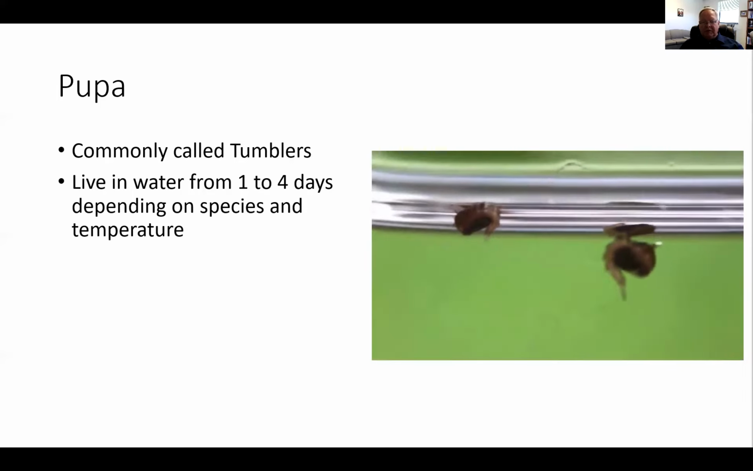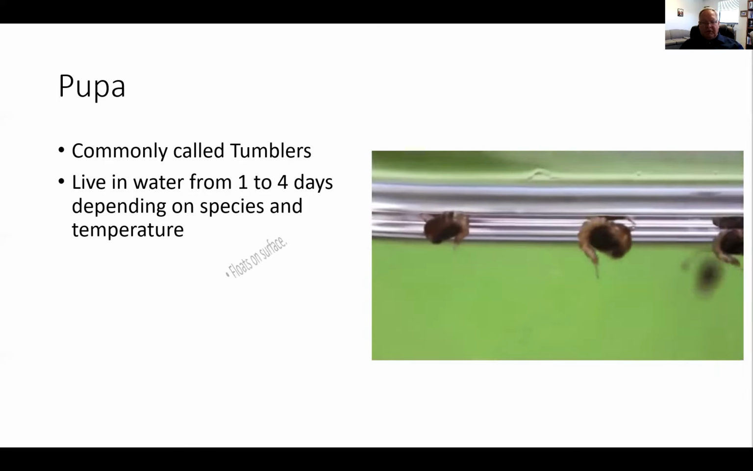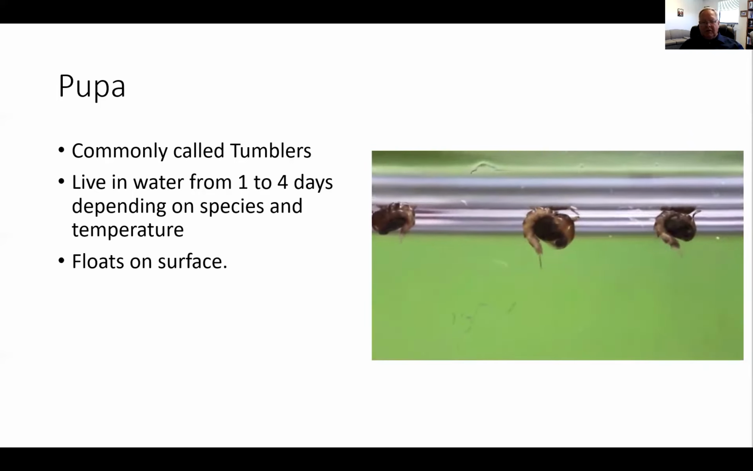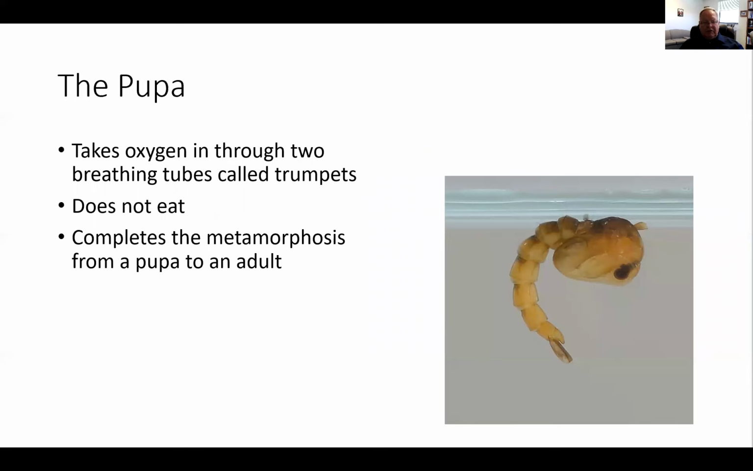Again, how they get their name is tumblers. So they float on the surface. They do not feed at all. They just are there going through that metamorphic change from the larva stage to the adult stage. They take oxygen in through these two breathing tubes called trumpets that are on the top. They do not eat, and they're just completing, again, like I said, the metamorphic cycle.